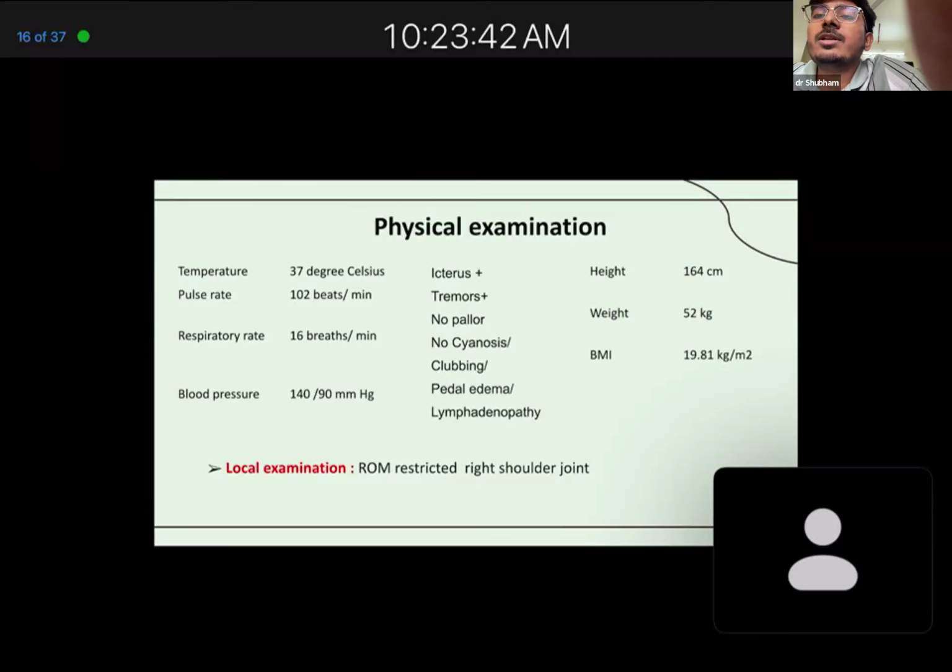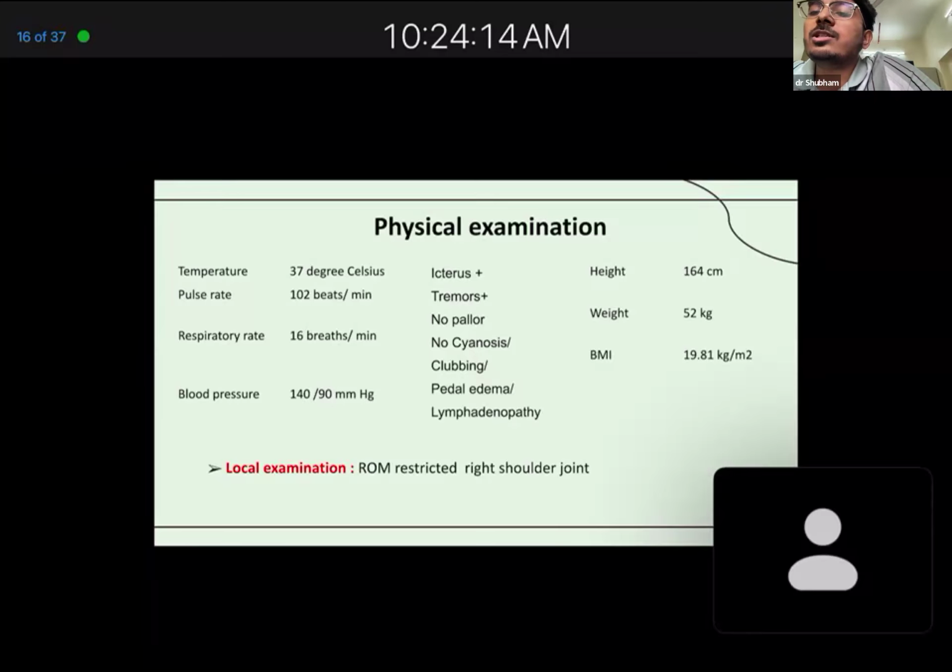Moving to physical examination, the temperature of the patient was 37 degrees centigrade, pulse rate was 102 beats per minute, respiratory rate 16 breaths per minute, and the blood pressure was slightly raised, 140 by 90 millimeters of mercury. Icterus was present, tremors were present, no pallor, no cyanosis, clubbing. No pedal edema and no lymphadenopathy was noted. The height of the patient was 164 centimeters and his weight was 52 kilograms.